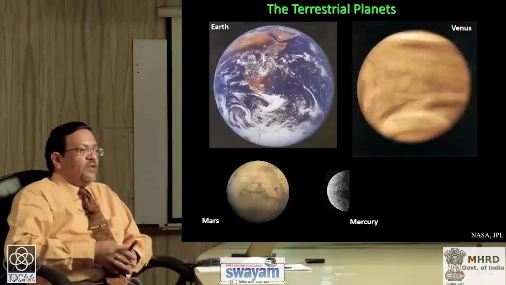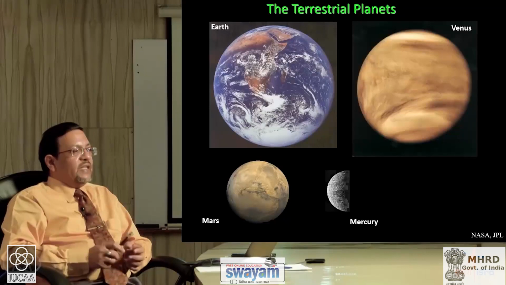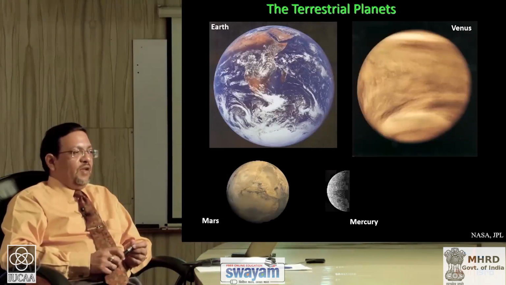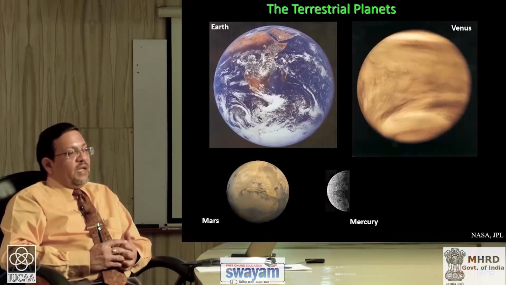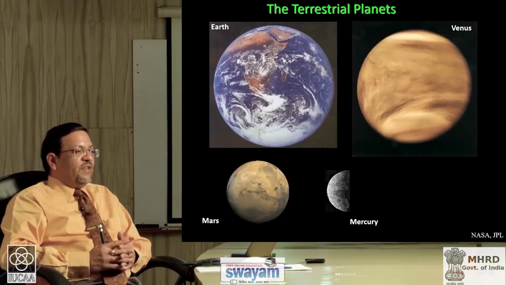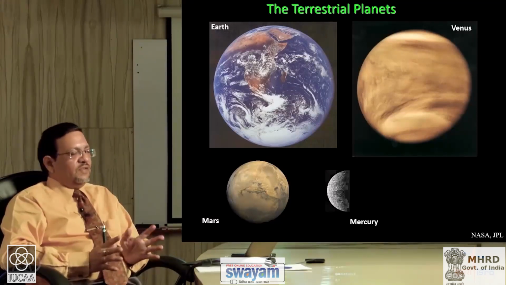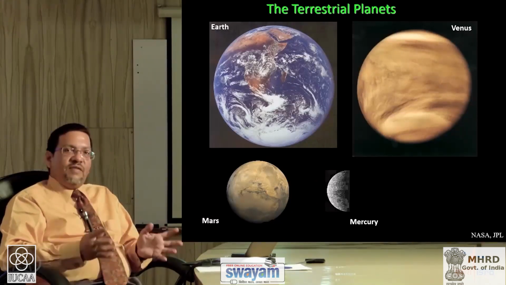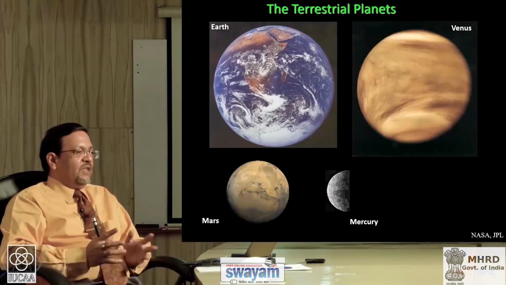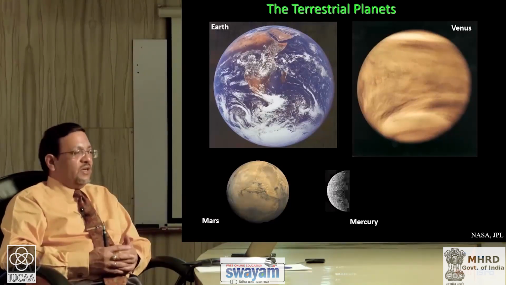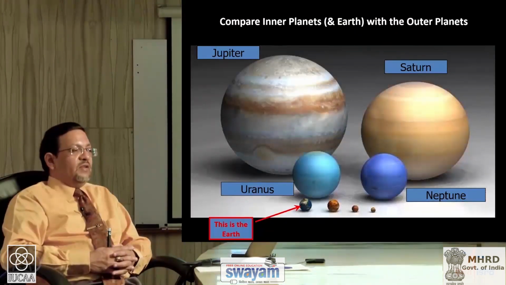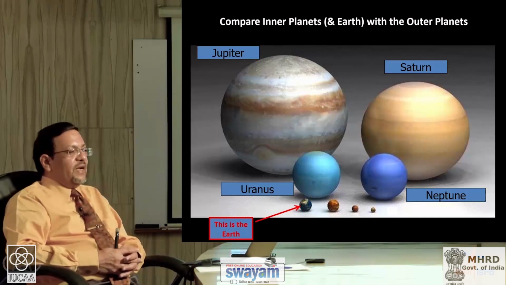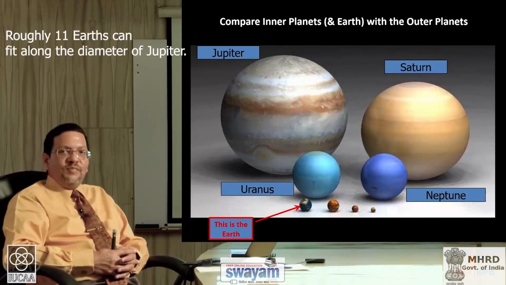Now, in this slide you are able to see the relative sizes of these 4 terrestrial planets. We call them terrestrial planets because they have surfaces very similar to our Earth. And if you look at this, you will say that Venus and Earth roughly are of same sizes. Mars is roughly half the size of the Earth or Venus. Mercury is about 1/3. But when you compare them with respect to the outer part in the solar system, you can say that Earth is very small.